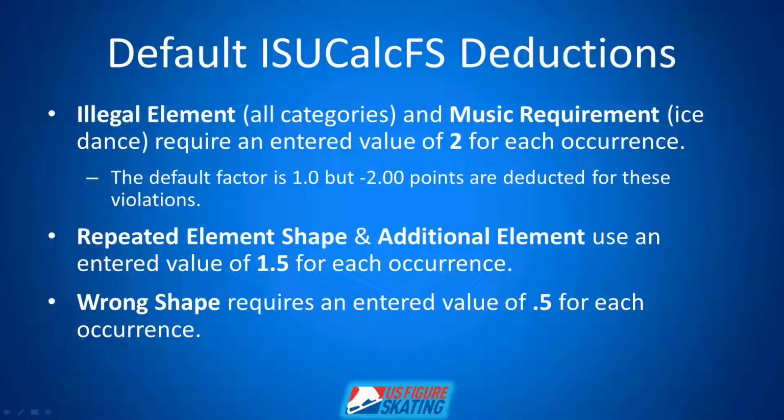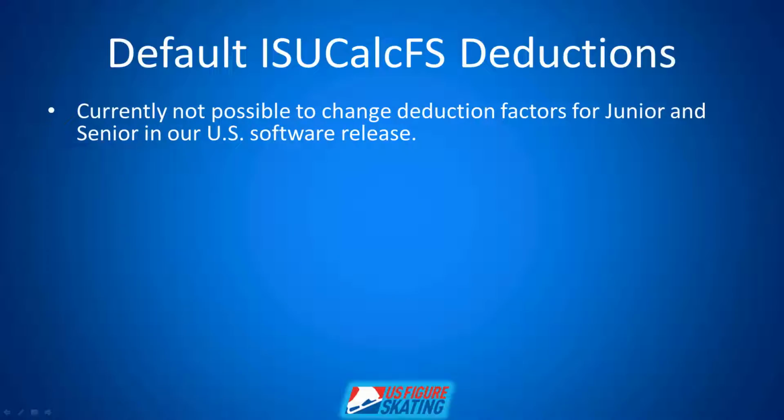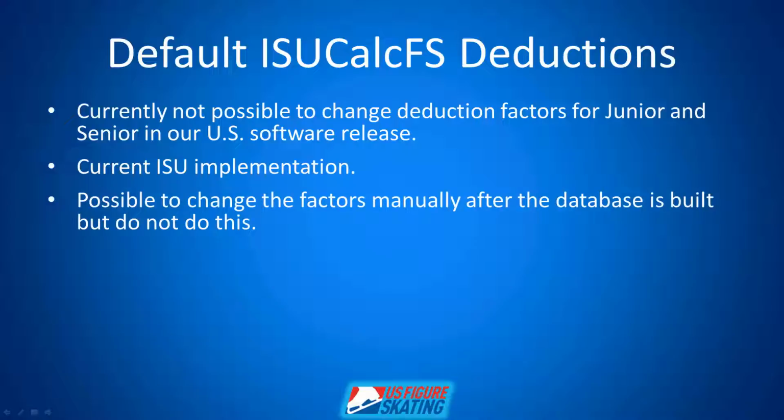So you might be thinking, why don't we change the factor on these deductions as well? Well, it's because it's currently not possible to change deduction factors for junior and senior in our US software release. It's also the way the ISU currently implements deductions and how the officials are used to entering deductions at ISU level competitions. Now, it is possible to change the factors manually after the database is built, but don't do this.